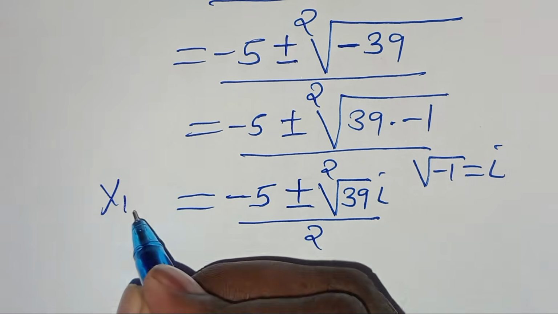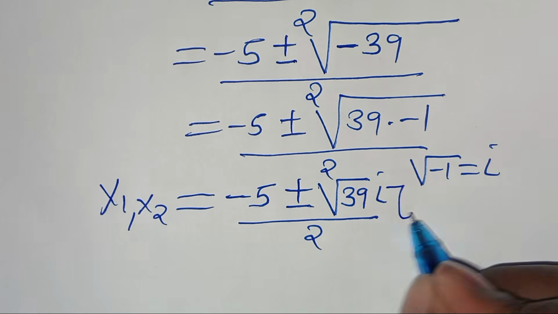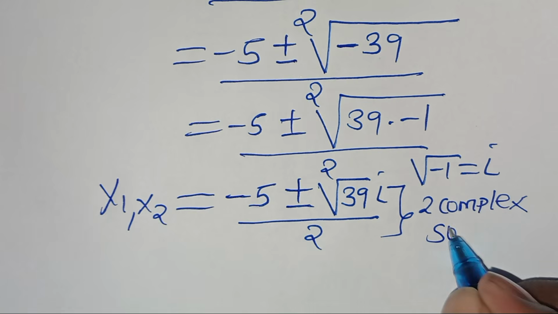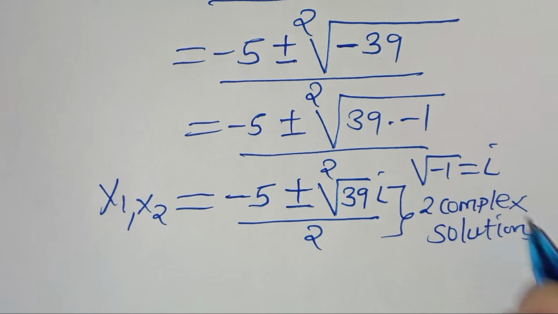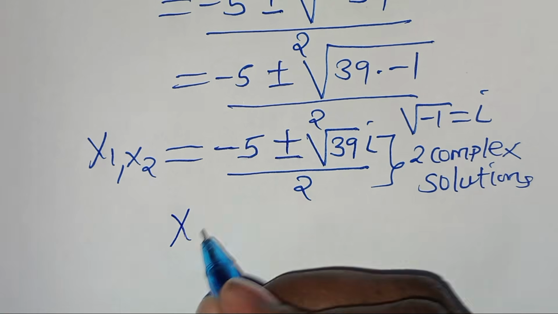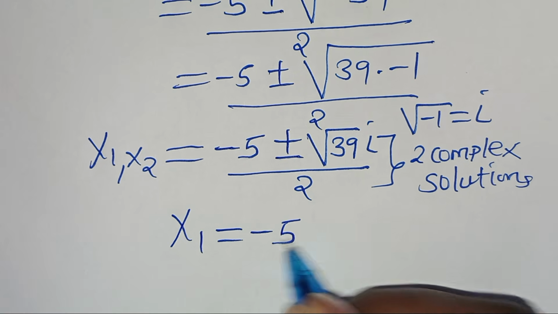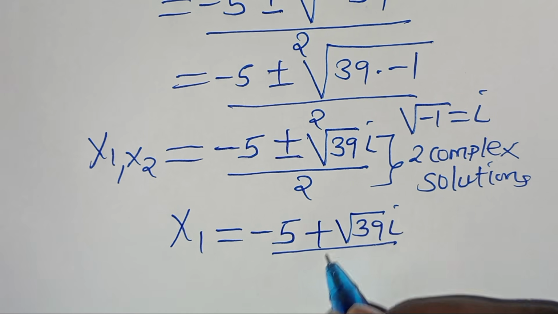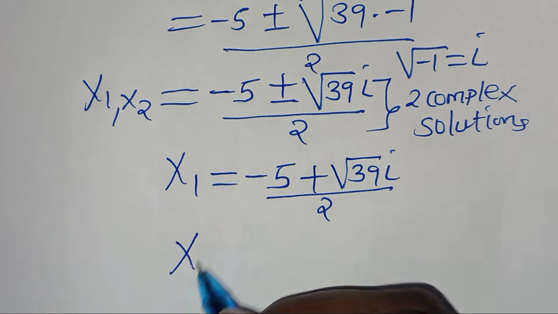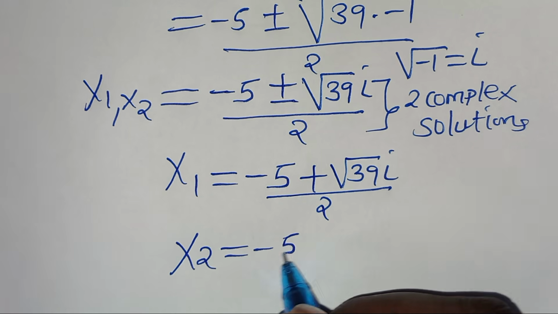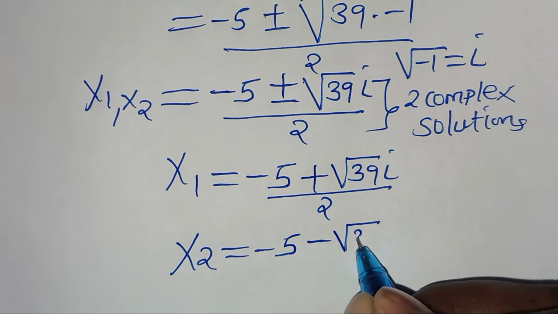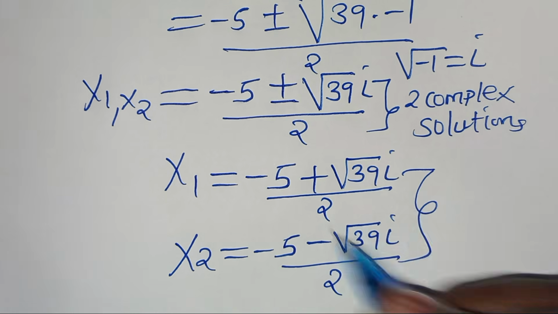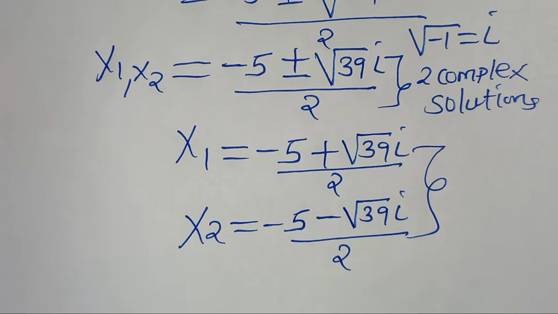So x1, x2 are two complex solutions under case 1. We have x1 equal to negative 5 plus square root of 39i divided by 2, and x2 equal to negative 5 minus square root of 39i divided by 2. So these are two complex solutions. Now let's proceed to case 2.